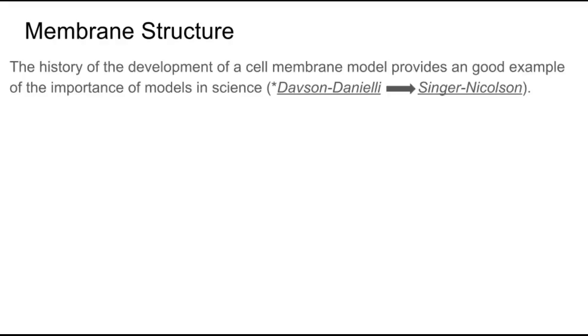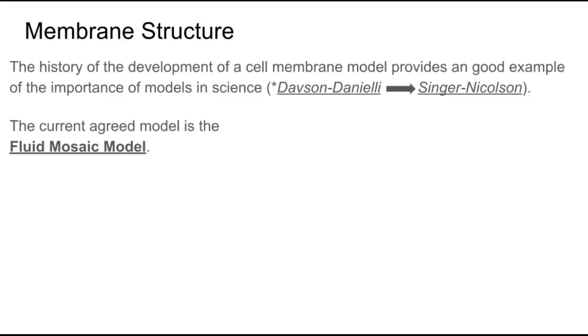We really want to focus on membrane structure today. It's a really interesting history, the development of the cell membrane model, and it provides a really good example of the importance of models in science, and we'll be talking more about this in class. We'll be looking at the change from the Davson-Danielli model to the Singer-Nicolson model, and particularly the evidence that led to this change.